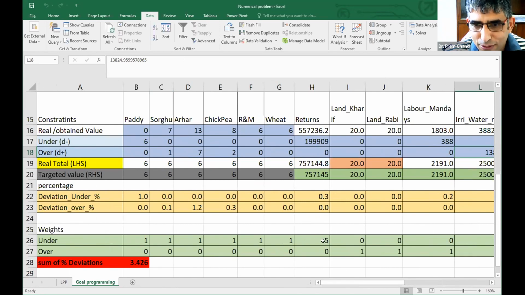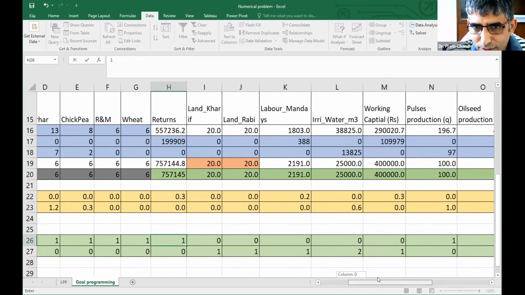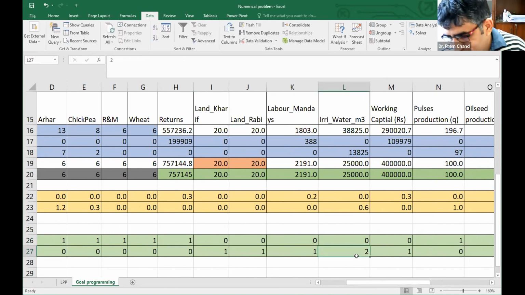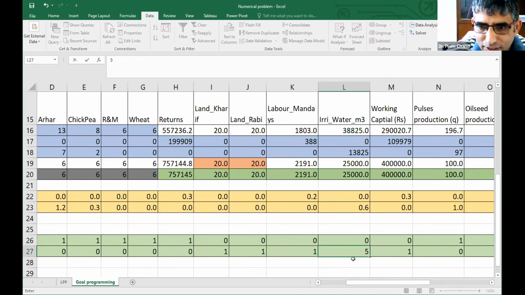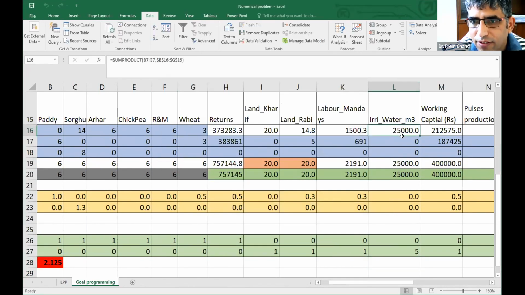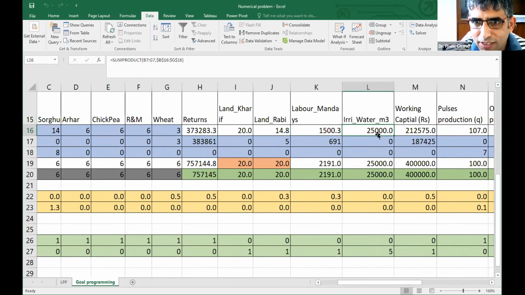Okay. If I give more weightage to, suppose I am not giving weightage to this one, rather I am giving weightage to water more, I can do it. So, okay, yeah, it has given more priority to water. You see, water remains within the limit. Okay.